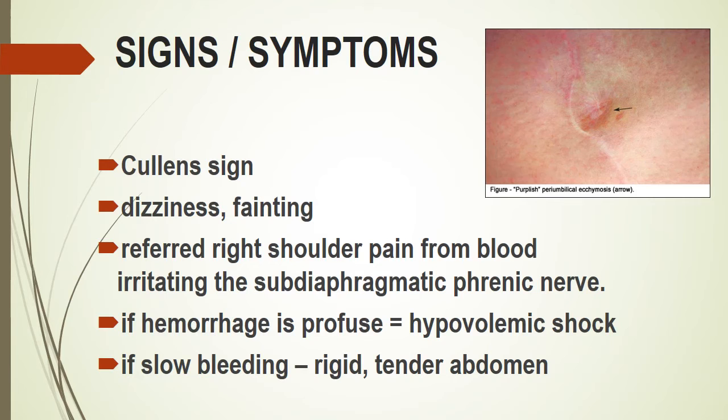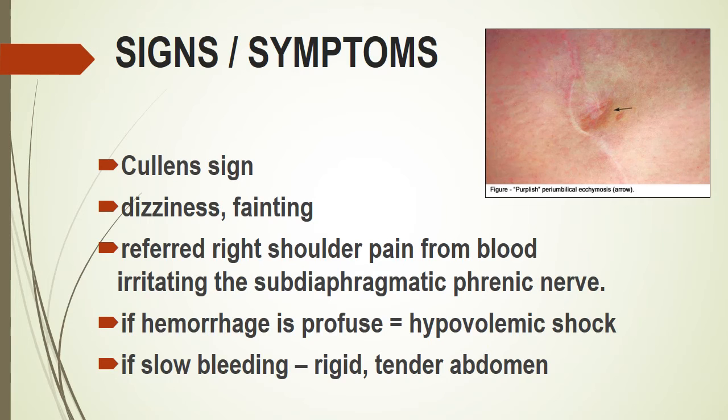Additional signs and symptoms include Cullen's sign, and this is a very interesting finding, one of which I have never actually seen, but when you develop abdominal bleeding, you end up having a purplish discoloration around the umbilicus. Very few patients are actually going to present with this. They're going to have the more common signs and symptoms.